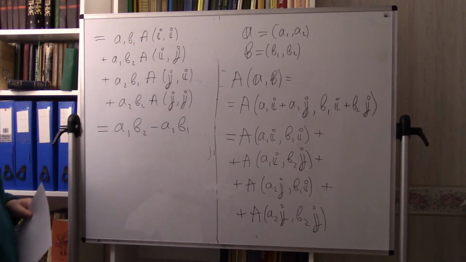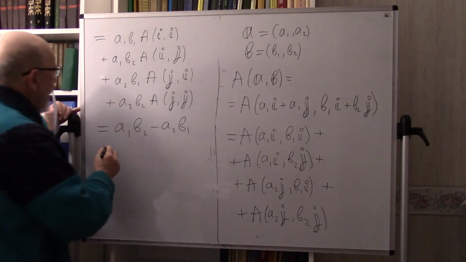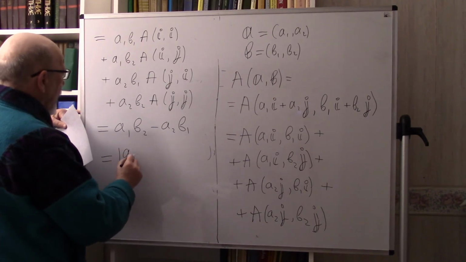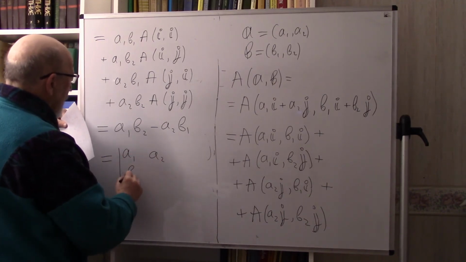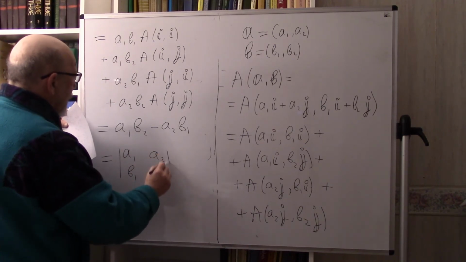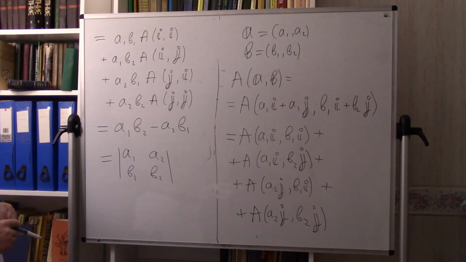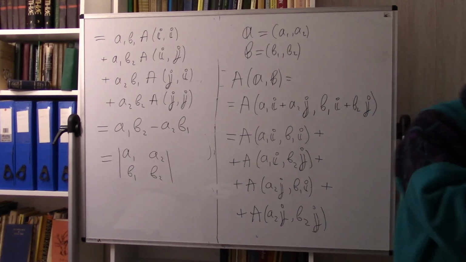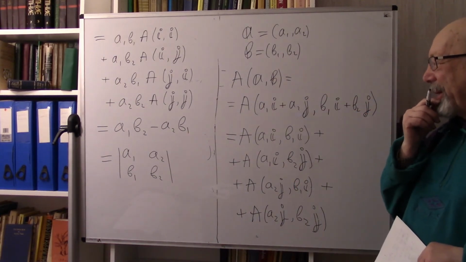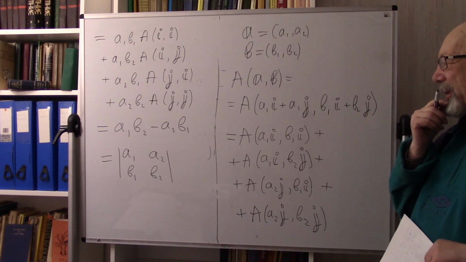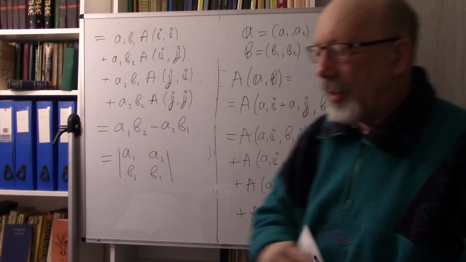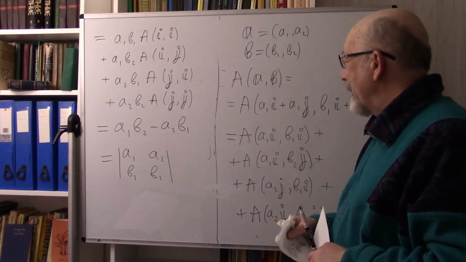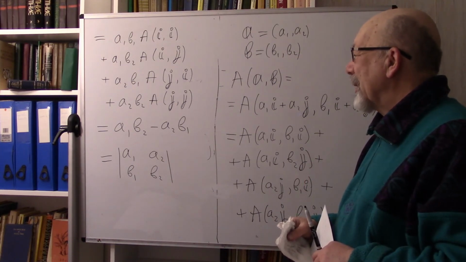This is what remains, and this is the answer. We can write it in the following form: a1 a2 b1 b2. It's a determinant. At last we have a determinant, and we will see different determinants in this course, close to 100 times. So after all, you will be very used to such a monster as a determinant.